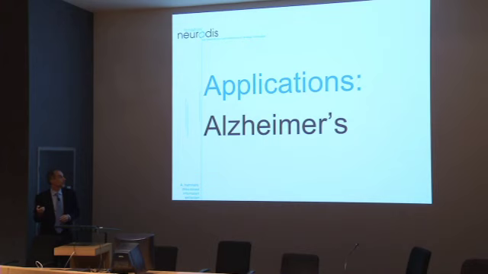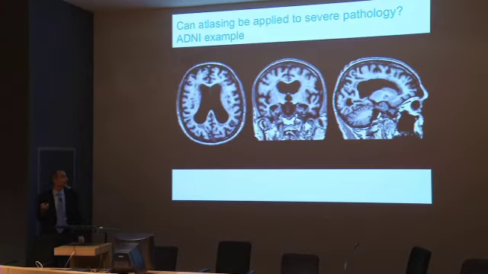The second application I wanted to talk about is neurodegeneration, and more specifically Alzheimer's disease. This is a typical brain of somebody with Alzheimer's disease, and you see that it's very different from the healthy 20 to 55-year-olds we used for creating the atlases. So can you segment these with the usual techniques? No.